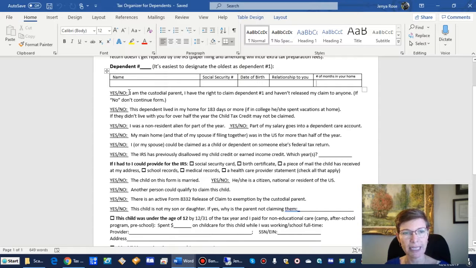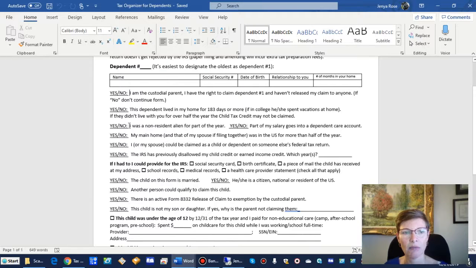Yes or no, I am the custodial parent. I have the right to claim my dependent. If they didn't live with you, this is questionable. They need to live with you for more than half the year. So mark whichever applies. If it's no, then you don't really need to do this form because you can't take them as your dependent. The next question is: the dependent lived in my home for 183 days or more.